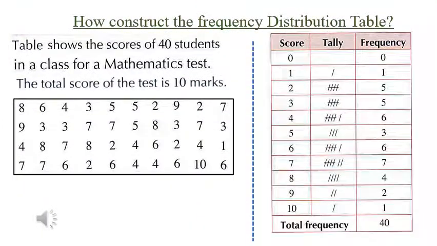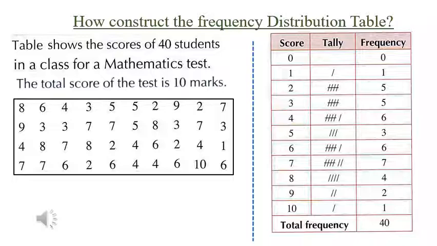We learned in our previous class in book 1 how to construct the frequency distribution table when the set of data is given. Here we have an example. The table shows the scores of 40 students in a class for a mathematics test. The total score of the test is 10 marks. The first student gets 8 marks, the second gets 6, the third gets 4, the fourth student gets 3 marks, and so on. Now we are going to arrange this data in a frequency table using tally marks.